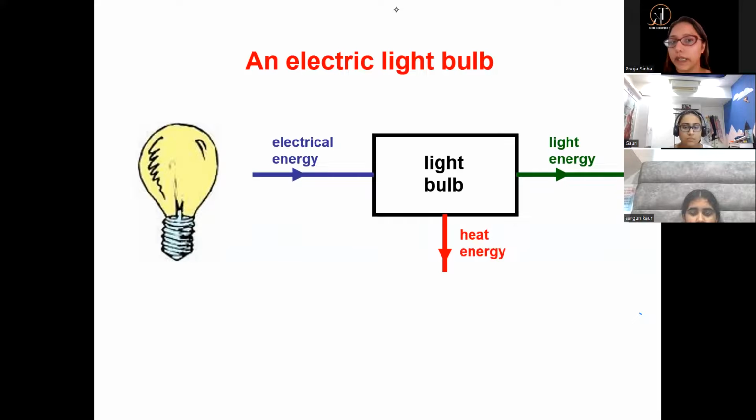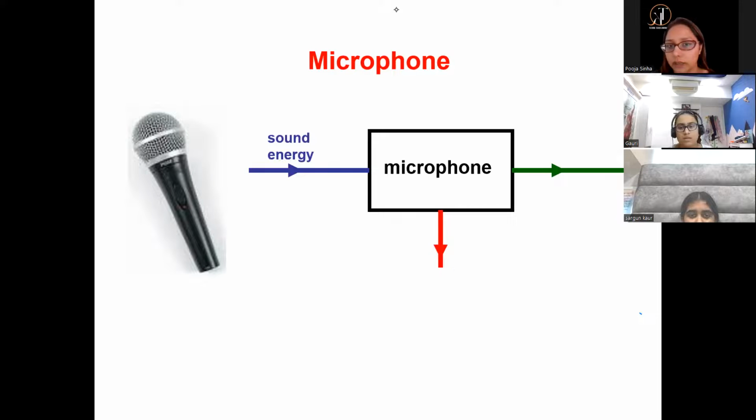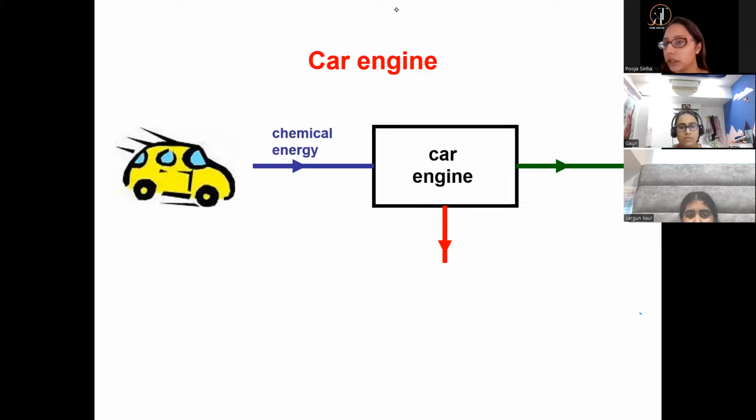Here, a light bulb: electrical energy went in, light energy is obtained, and some wasted energy in the form of heat energy. The bulb gets hot, right? Wasted energy is heat energy. Microphone: input is electrical energy, sound energy is the output, and the wasted energy is heat. Then a car engine: chemical energy is input, kinetic energy is the output, and the wasted energy is heat and sound.